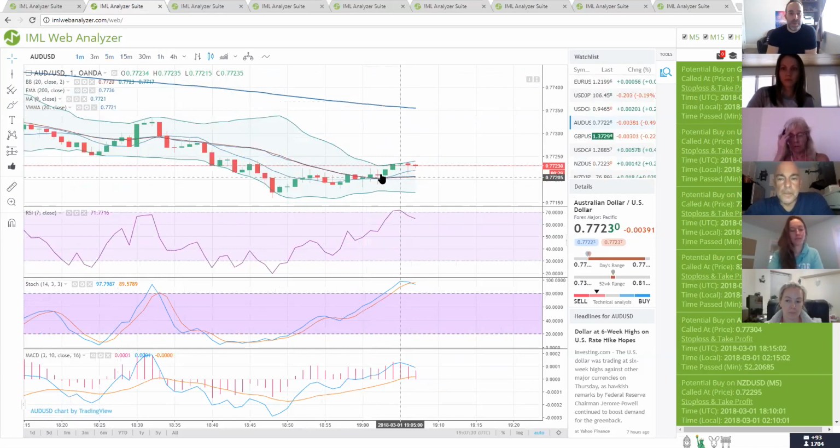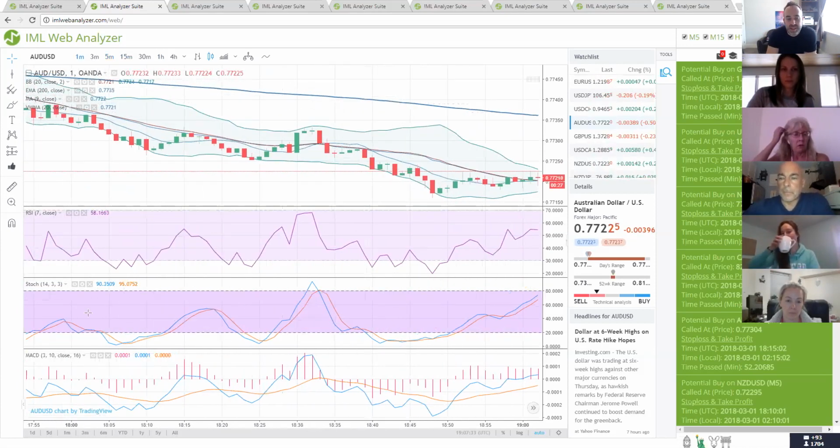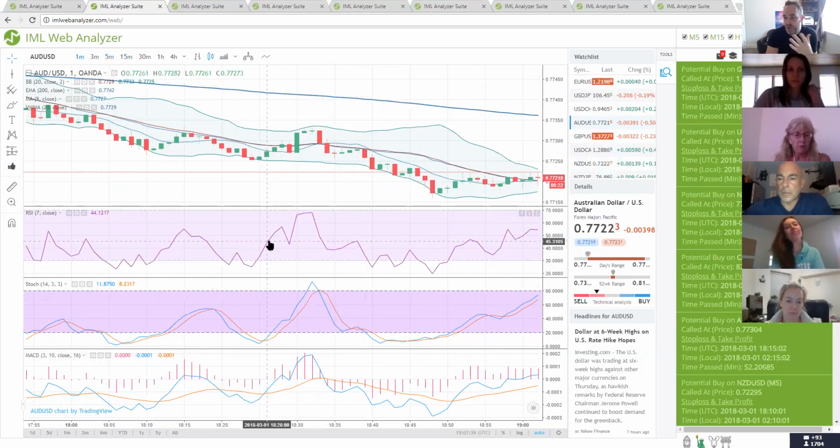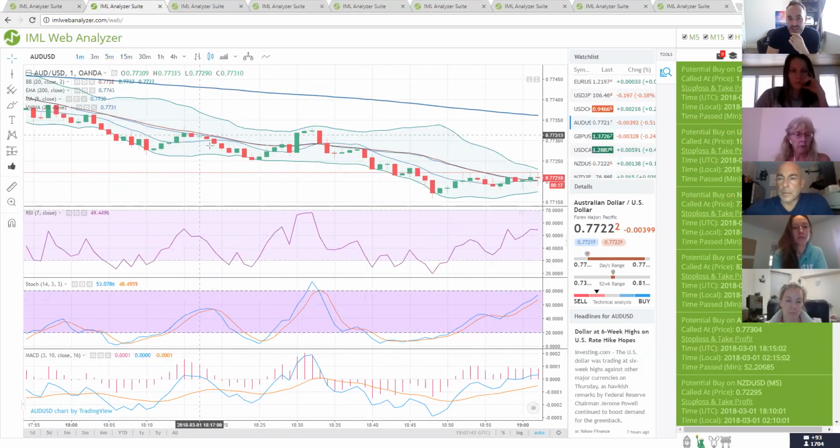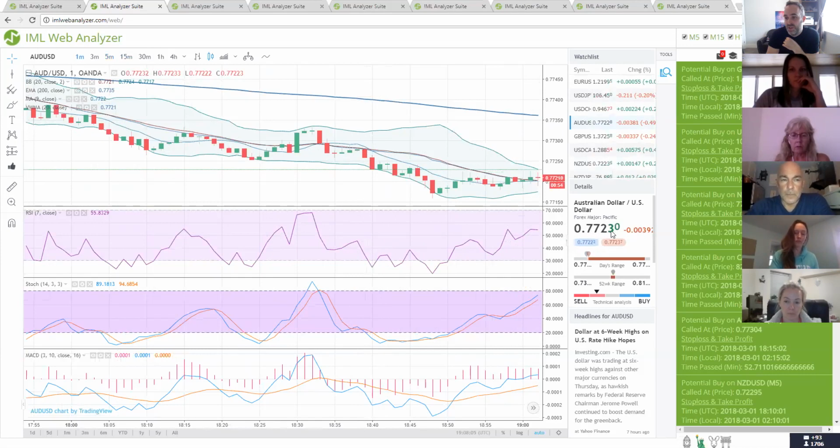Okay, so this is what the chart looks like. Everything else on the chart that you see, that's all extra analytics that's being provided by the web analyzer. Okay, now the number system that's used, right? So what these things are actually computing is this number here. Okay, that's the current value of this Australian dollar USD pair. Okay, so right now the current value of that is 0.7723.